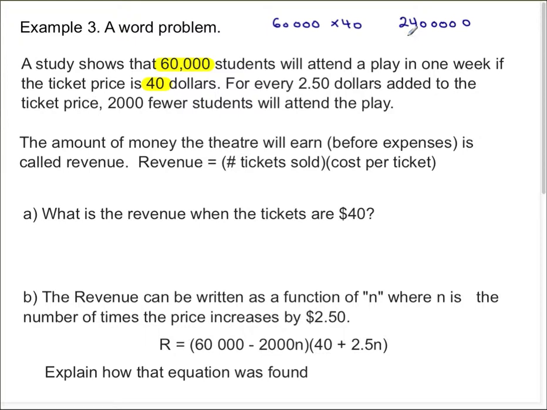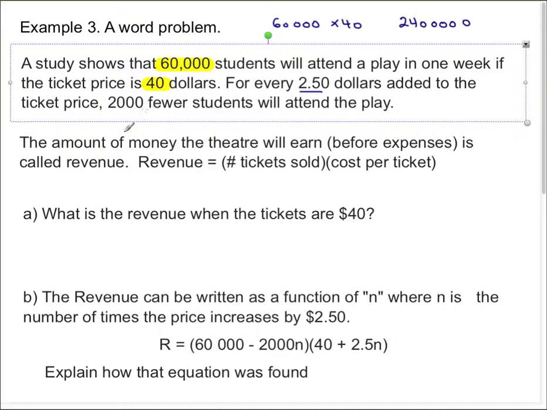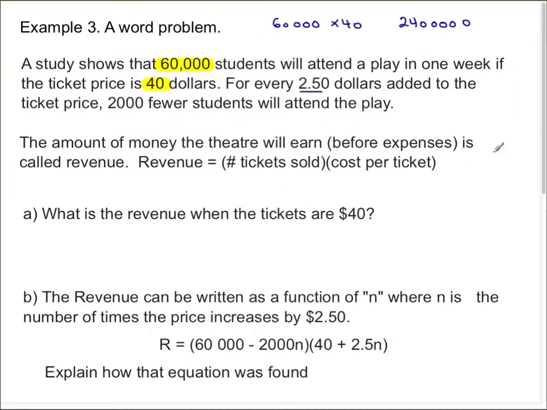For every $2.50 added to the price. So if I add one $2.50, then now I have 2,000 fewer going. If I add $5, that's adding this twice, I'm going to lose 4,000 students, and so on and so forth, and continue on. The amount of money the theater will earn before expenses, this isn't profit. They have to pay the people in the play. It's called revenue. So revenue is the number of tickets sold times the cost per ticket. That's what we actually found out here. This was their current revenue. We found out how much revenue they're taking in now.